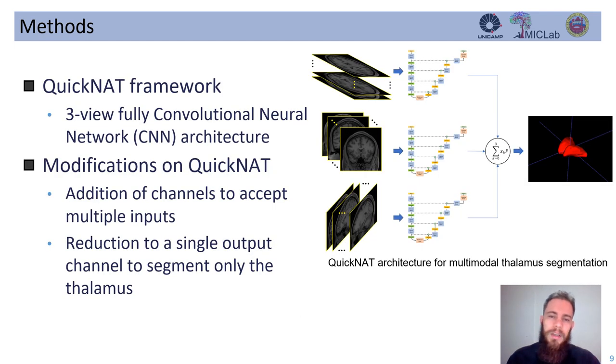In order to make QuickNet compatible with the data that we are dealing with, we had to slightly modify the architecture. We added multiple input channels to accommodate the diffusion maps, and we also modified the output to a single channel since we are segmenting only the thalamus.